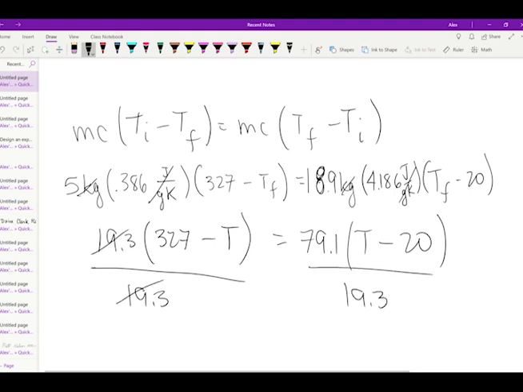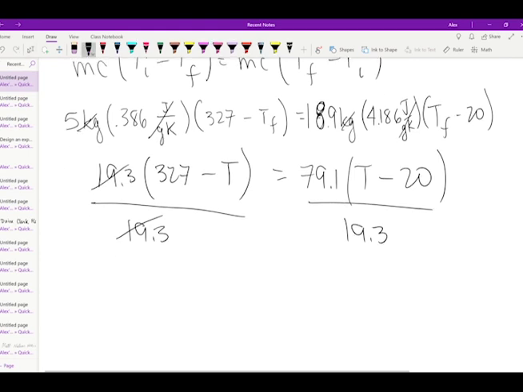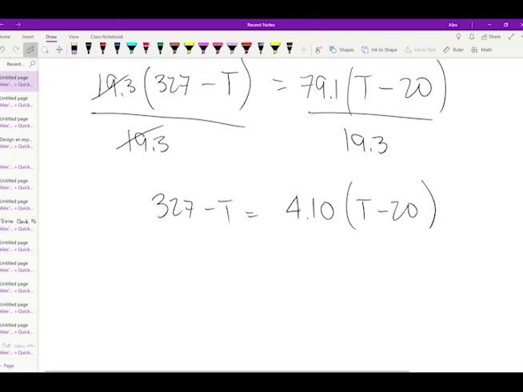So we're going to have 327 minus T equals 4.10 T minus 20. Let's distribute these out. So times 20 here, I'm going to get 82 basically. So we're going to have 327 minus T equals 4.1 T minus 82. It's kind of convenient. Okay, so let's bring these things back over now.